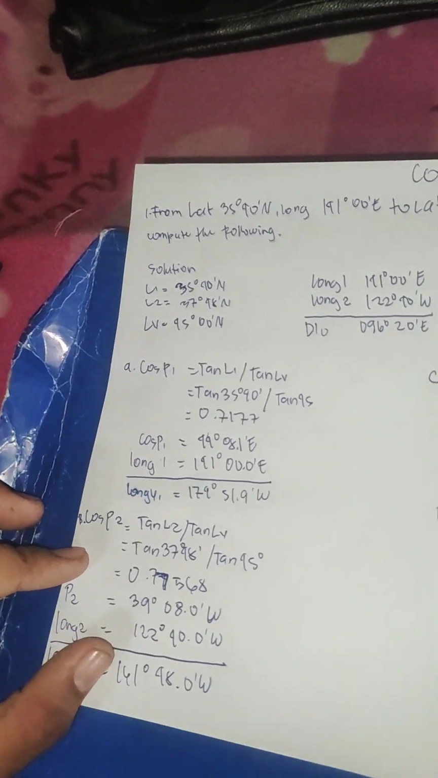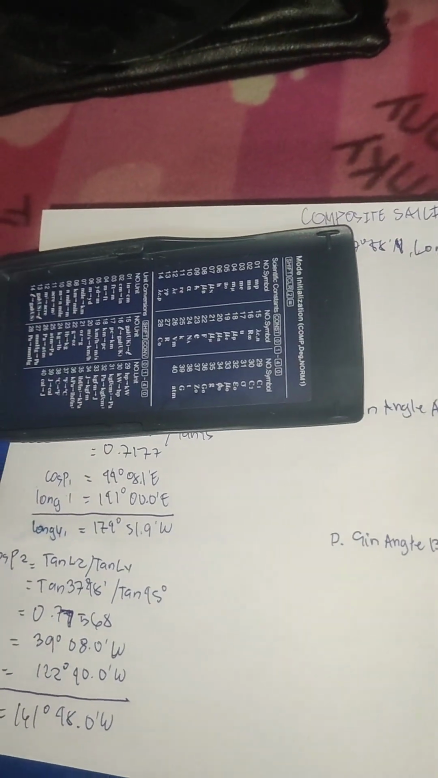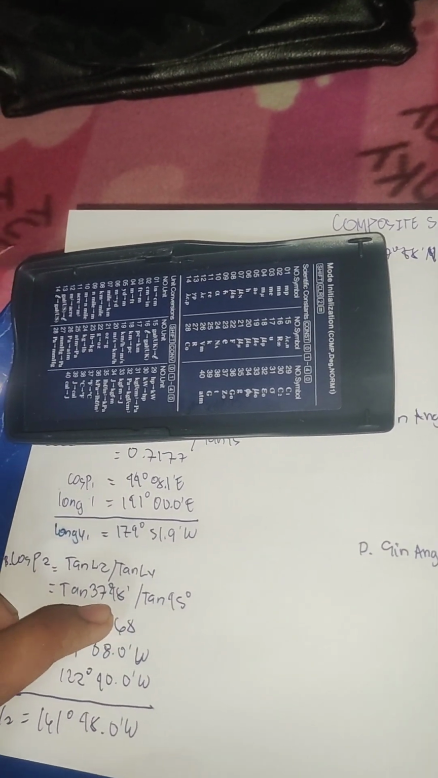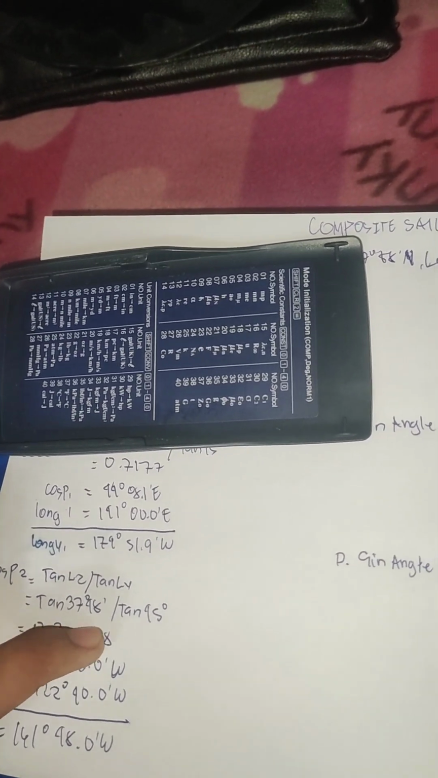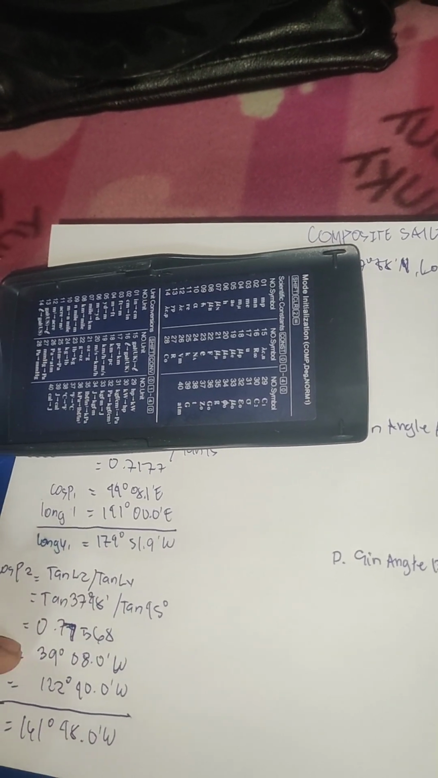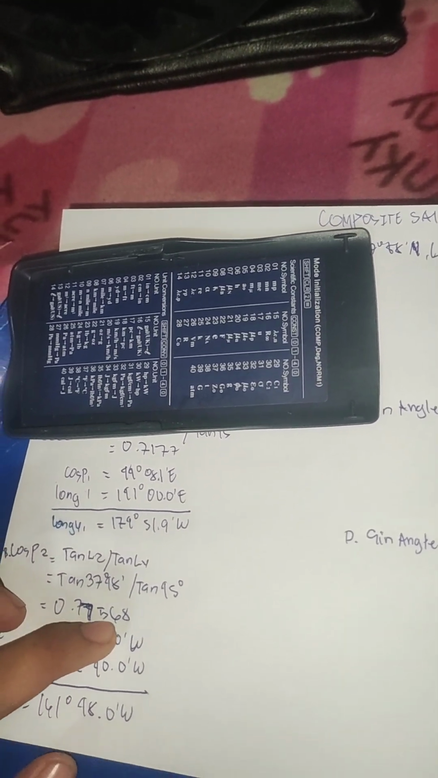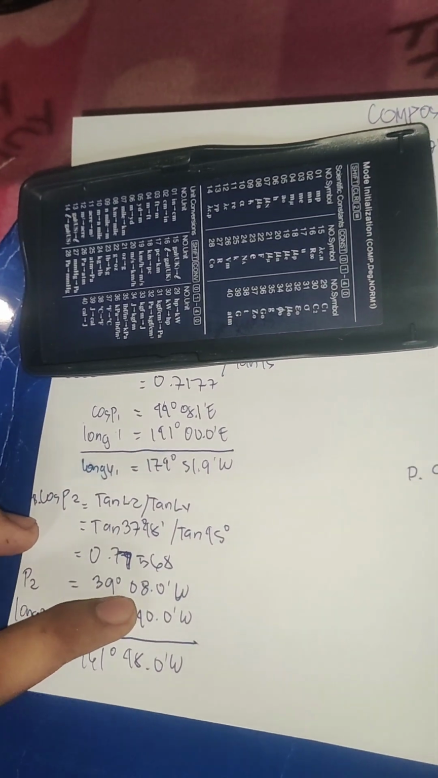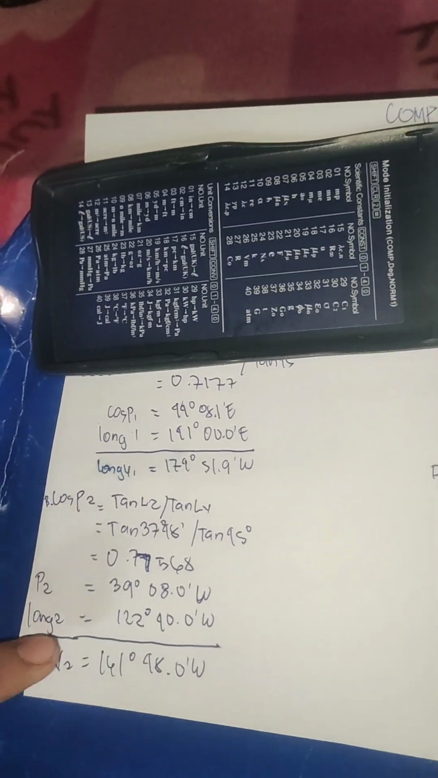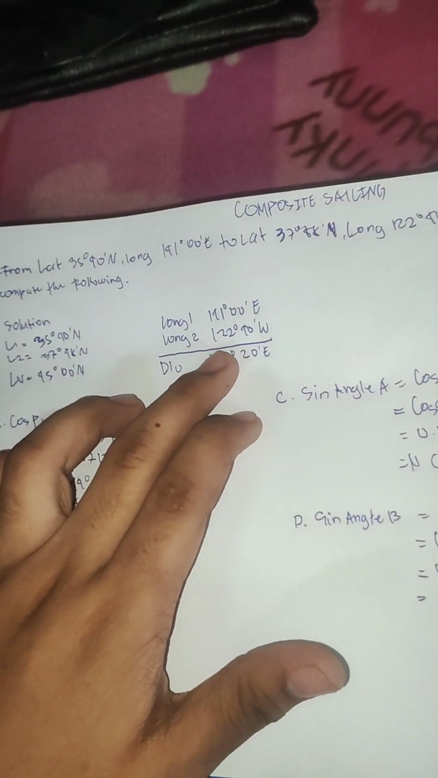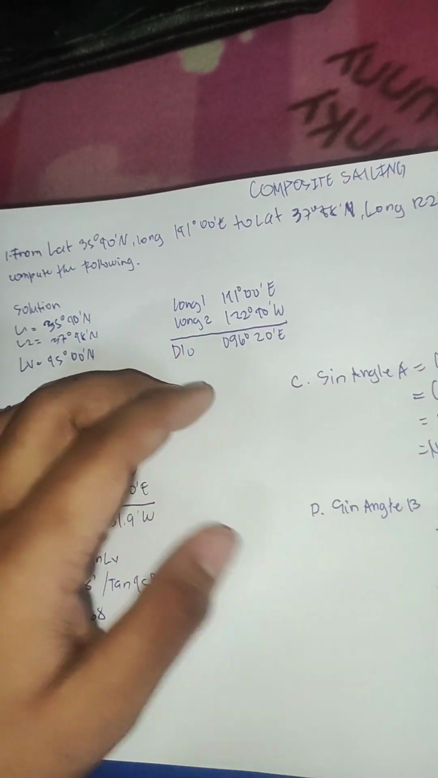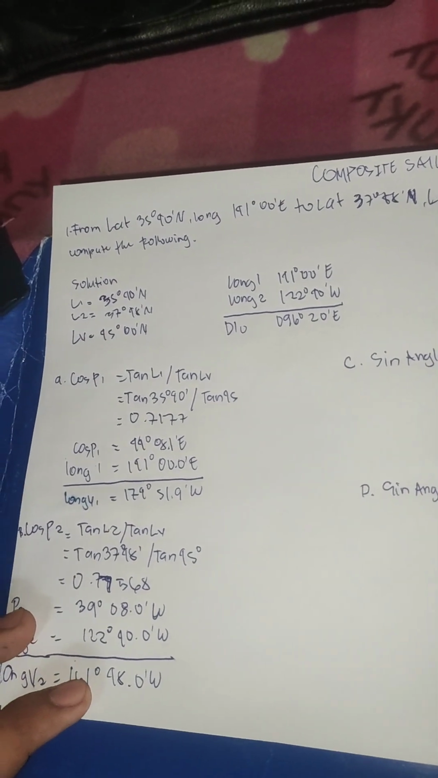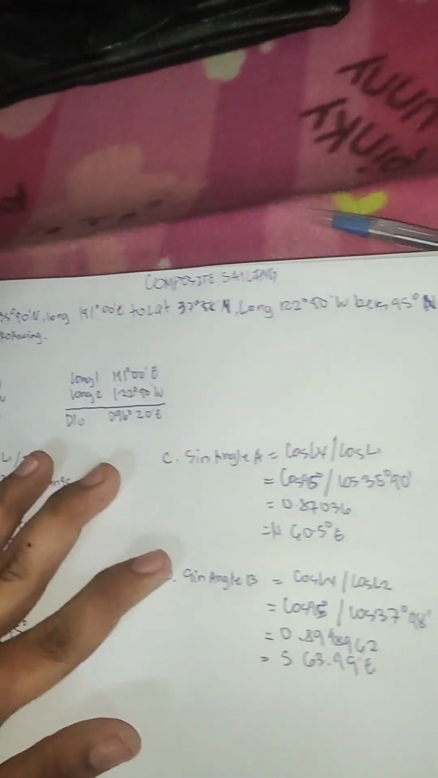Cos P2 is equal to tan L2 over tan LV, which is tan 37 degrees 48 minutes over tan 45 degrees, equal to 0.77568. Shift cosine is equal to 39 degrees 08.0 west. Long 2 is equal to 122 degrees 40 minutes west. So our long V2 is equal to 161 degrees 48.0 west.